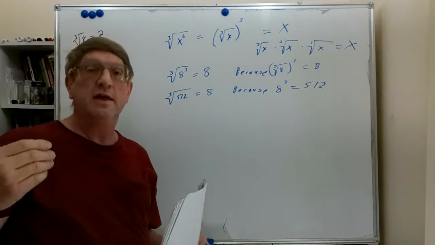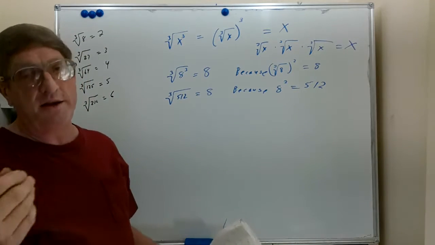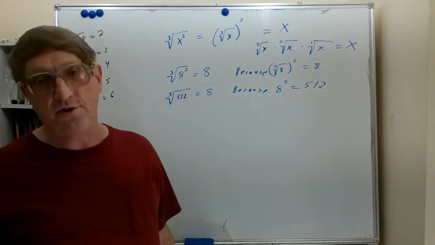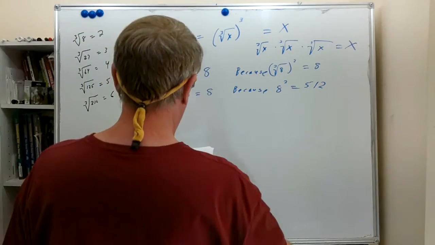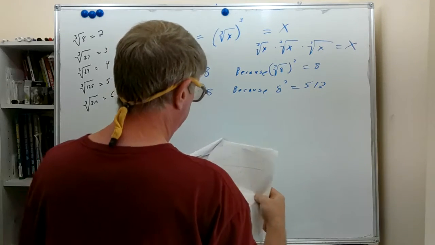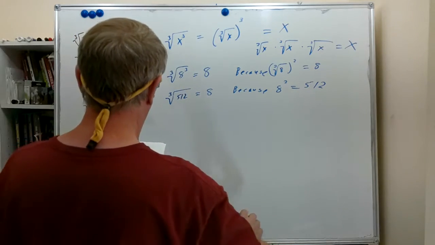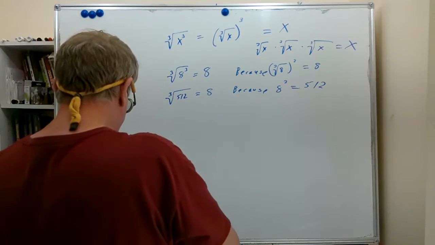Anyway, cube root undoes cubing, just like square root undoes squaring. And if we extended it out, the fourth root would undo raising it to the fourth power. Let me add something else down here before we erase that.